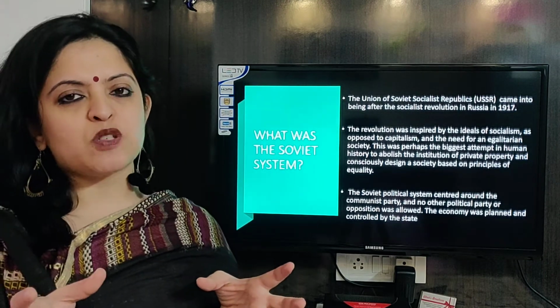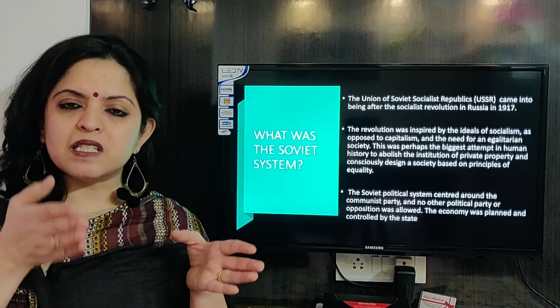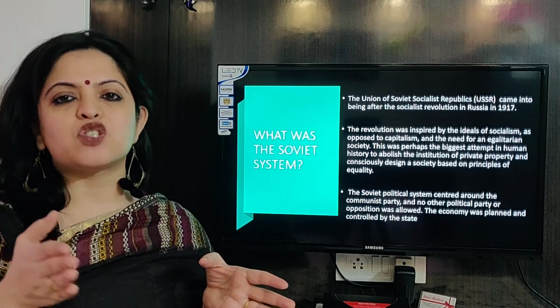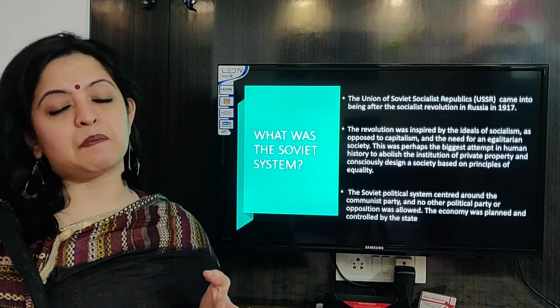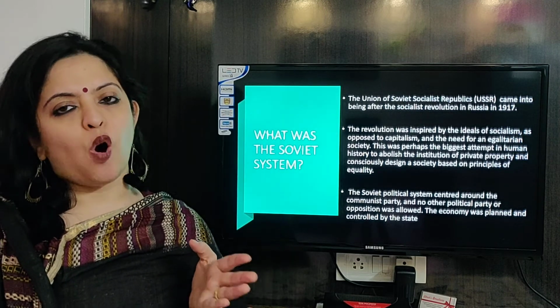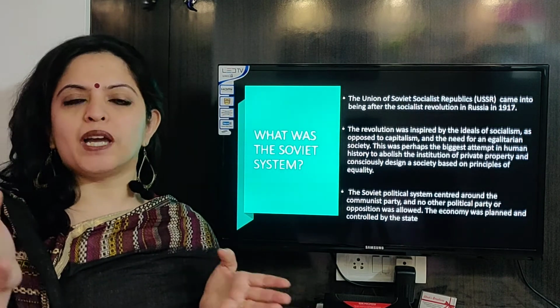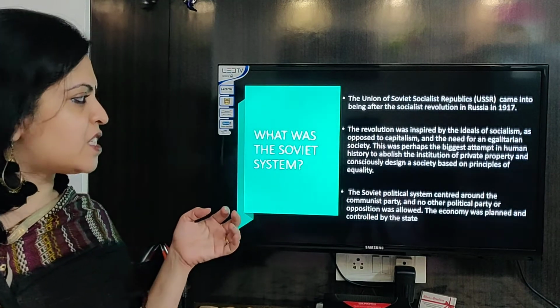See, logically आप इसको पढ़िए तो it's very easy to remember that egalitarian society means a society that is based on equality. और जो सोसाइटी इक्वालिटी पे बेस्ड होती है that means it is inspired by the principles of socialism. और वैसी सोसाइटी किससे अपोज्ड होगी? It will be opposed to capitalism and the need of an egalitarian society.